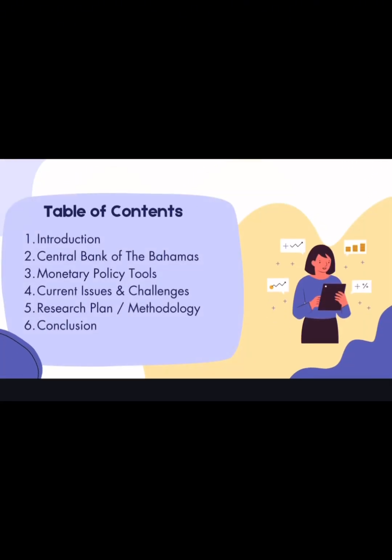In my table of contents, I have my introduction, Central Bank of the Bahamas, monetary policy tools, current issues and challenges, research plan and methodology, and my conclusion.